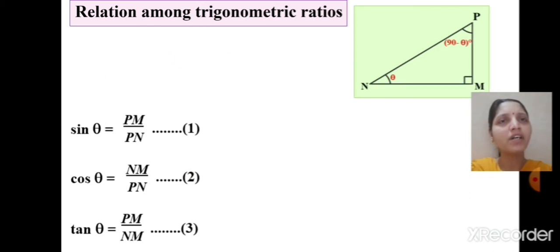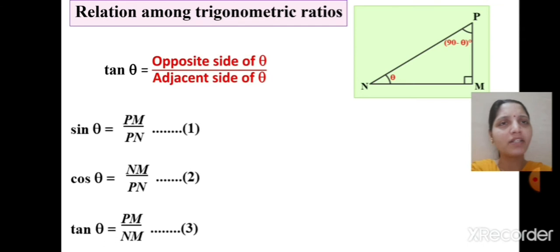Now let's find the tan theta. So what is the formula for tan theta? Yes, it is opposite side of theta upon adjacent side of theta. So what is the opposite side here? Side PM, and adjacent side is side NM. So you will write here PM upon NM. Write this equation as equation 3. So these are the 3 ratios we can write here.